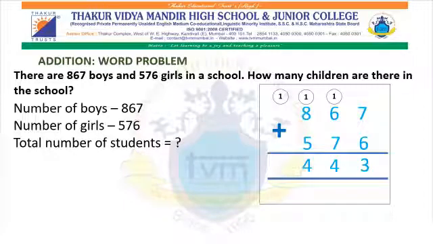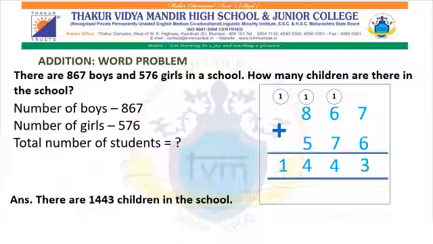As below the carryover we are not having any number, we will write the carryover number as it is. So the answer will be 1443. Now we will write our final answer. The final answer is there are 1443 children in the school.